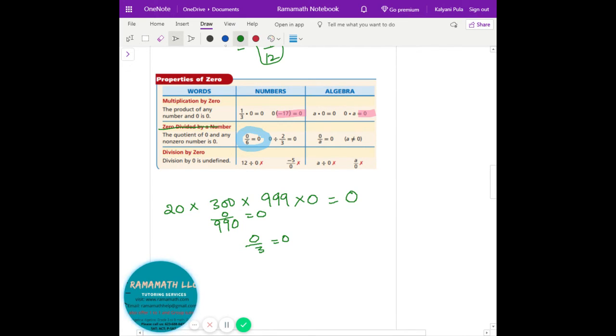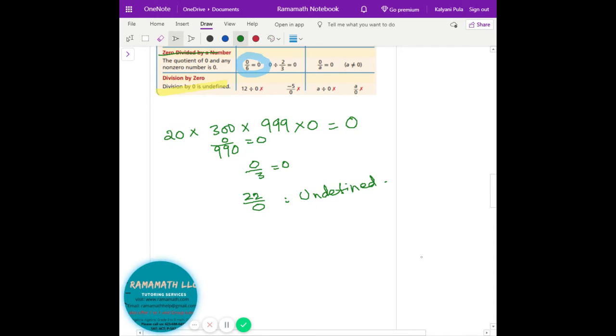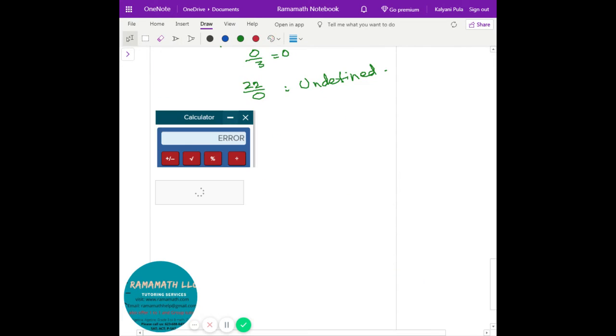But the other one, it's really important. That's why a lot of people get confused. If you're dividing by a 0, then it is undefined. So let's say if I write 22 divided by 0, it's undefined. Because nobody can divide 22 by 0. Okay? So it's not possible. That's how the calculator will respond when you put in 22 divided by 0, or any number divided by 0.